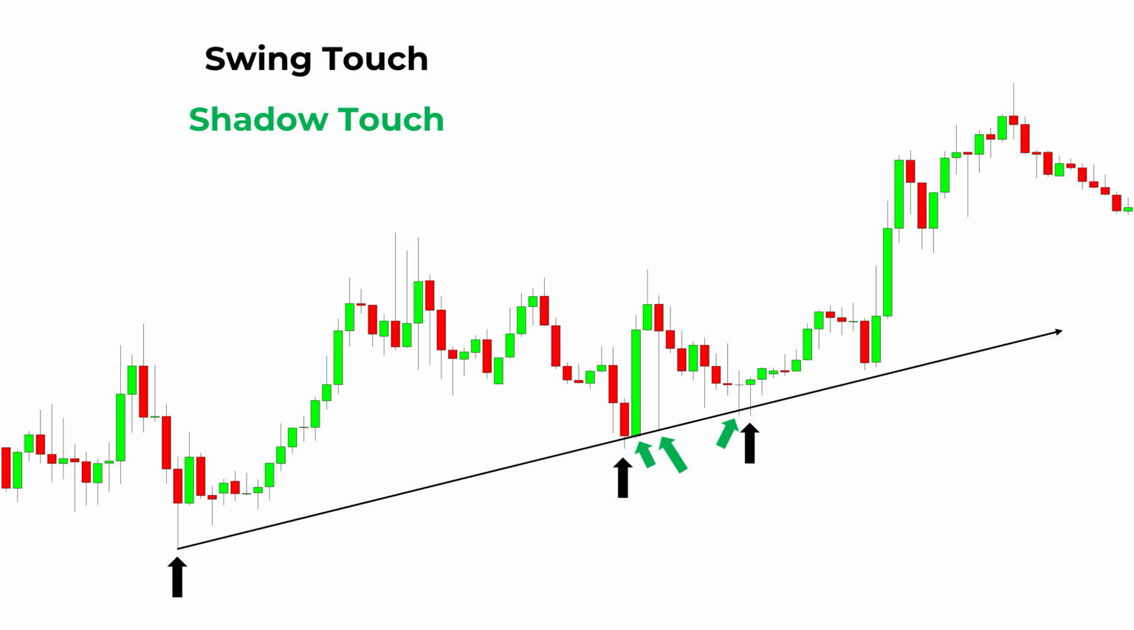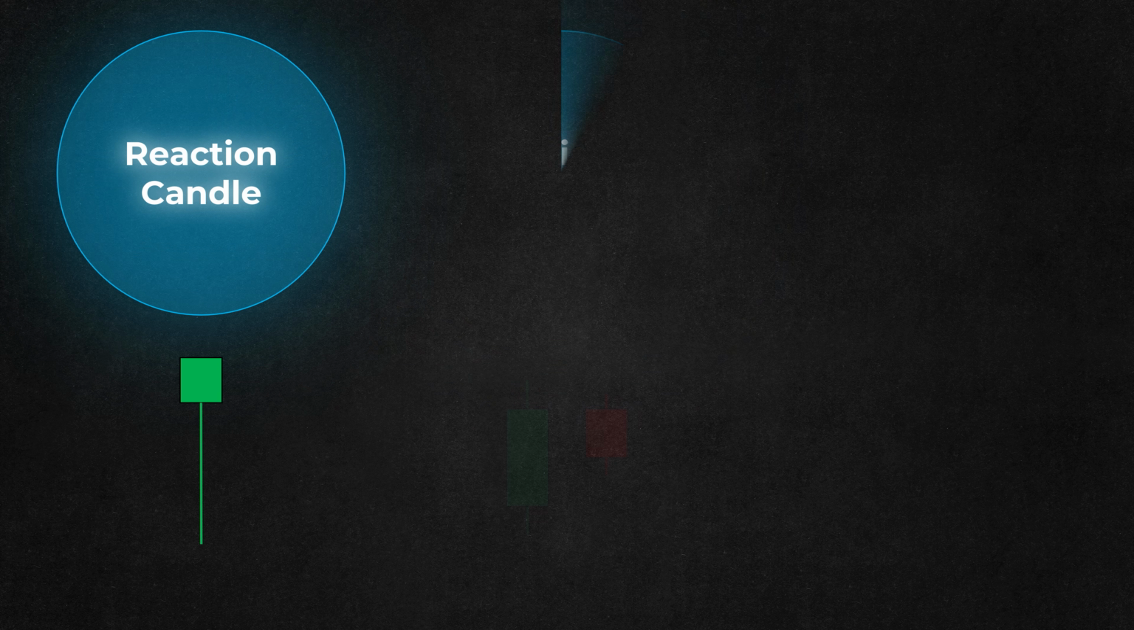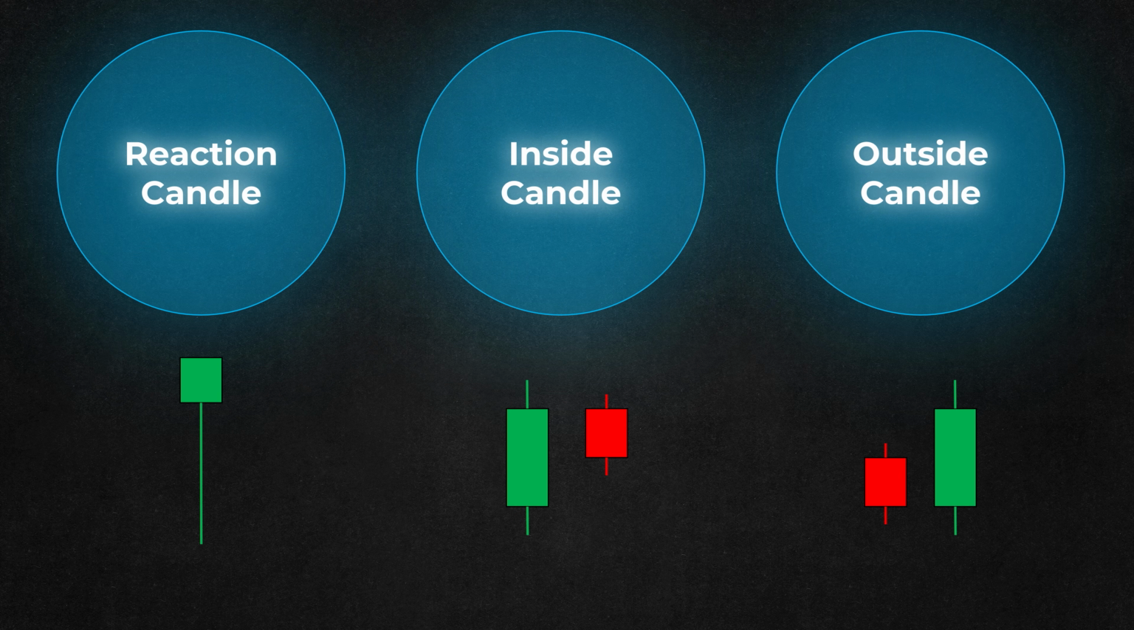Notice also that all swing touches are shadow touches, but not all shadow touches are swing touches. Number 2, candlestick reactions. One of the most important things related to trend lines is to observe the candle formations that occur when price indeed touches the trend line you drew. We can boil these behaviors down to three main patterns, although there are variations and nuances that will appear: the reaction candle, the inside candle, and the outside candle.